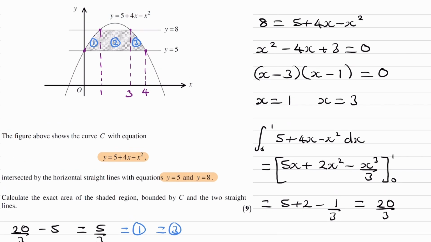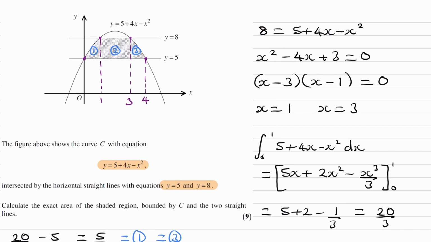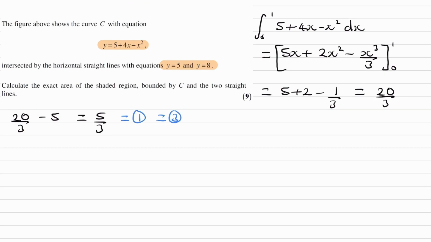Then we want to work out the whole shaded region, so we need to work out what area 2 is as well. That is simply a rectangle. The base of that rectangle is 2, the difference of these two coordinates. And the height difference of these two would be 3. So 2 times 3 is just 6. So this is area 2.